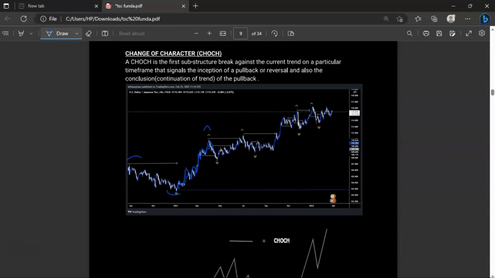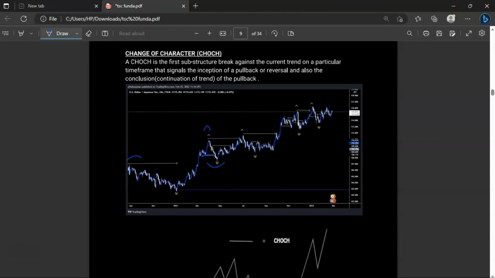That is the substructure. So the first substructure break against this move, understand the language, the first substructure break against this move, it is an upward run. So the first break downward within the internal structure. It has to be substructure. It has to be the internal structure and not the external structure. I mapped out the change of character there, very decent. So the break of structure has an arrowhead, and the change of character is just a trend line. So just look at that. Look at it. That's the change of character.